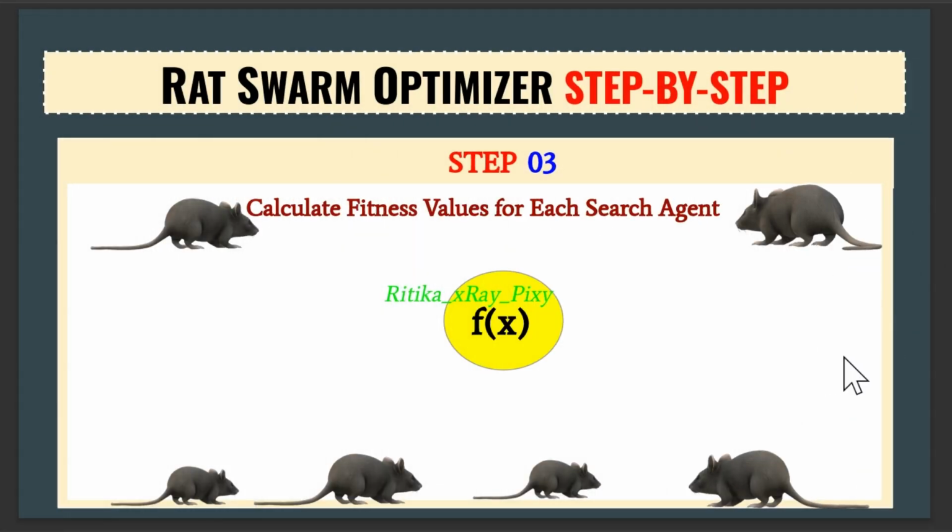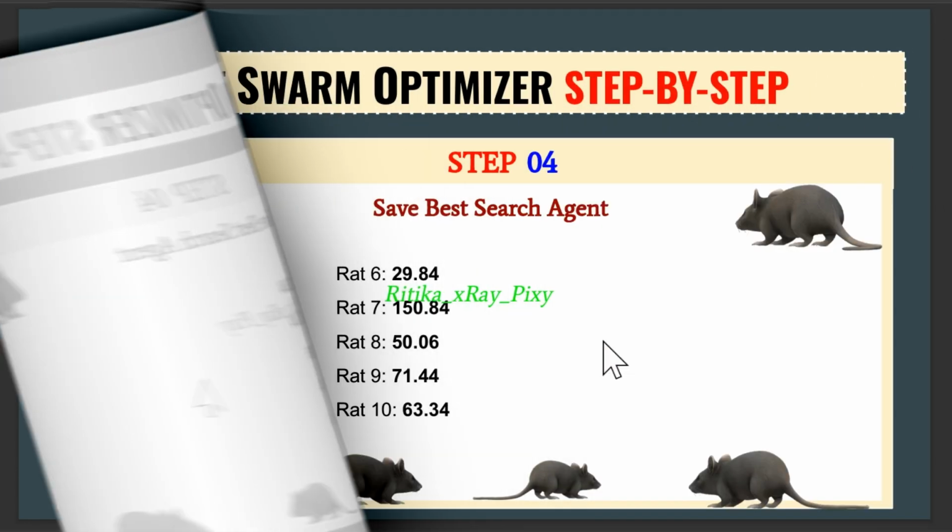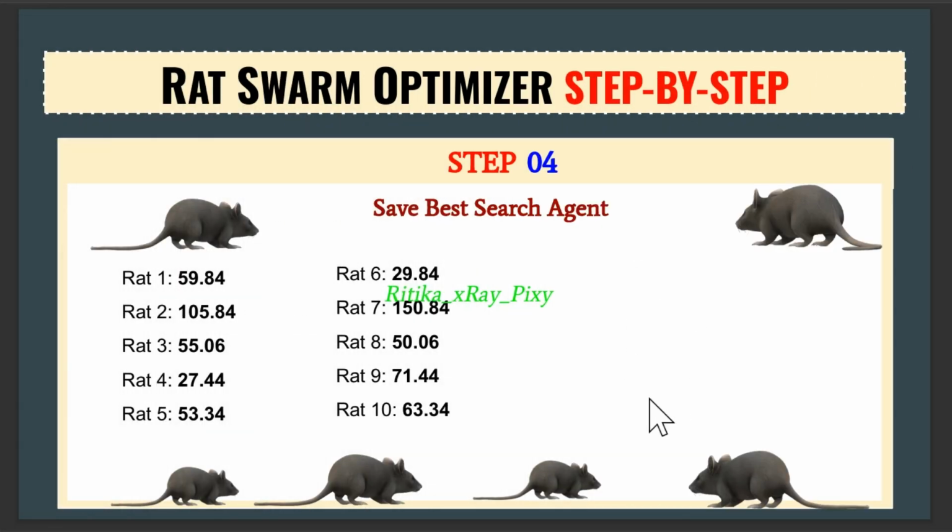Next step, we will apply the objective function on the search agents and calculate their fitness score. Now we will calculate the fitness value for each search agent and check their performance. So using the objective function, we can check the quality of the solution. Done. The next step, we will save the best search agent.